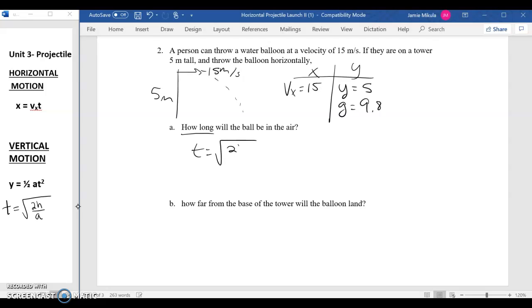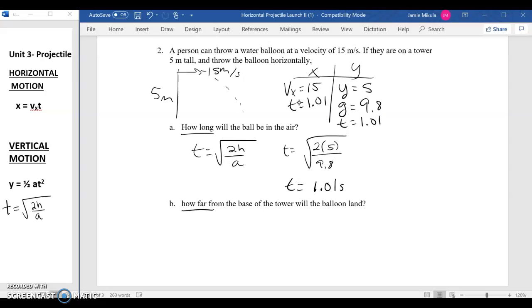So t equals square root 2h over g, or a. I should keep it consistent here and use a. Then t equals square root 2, the height is 5, and gravity. So 2 times 5 is 10, and then you divide that by 9.8, and you take the square root of that number, and you get t equals 1.01 seconds. Remember that you can put that in both the x and the y.